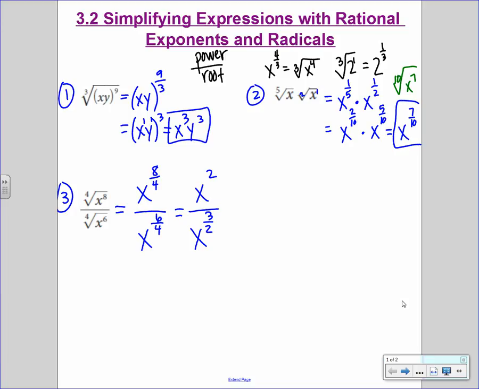Now, what's the rule? When we're dividing and they have the same base, what do we do with the powers? Subtract them. So how many halves are in 2 whole? How many halves? 4, right? 4 halves is the same as 2. So if we write this as 4 halves, then we can subtract them because they'll have a common denominator. So what's 4 halves minus 3 halves? What? What'd you say? 1/2, right? X to the 1/2, because 4 halves minus 3 halves.